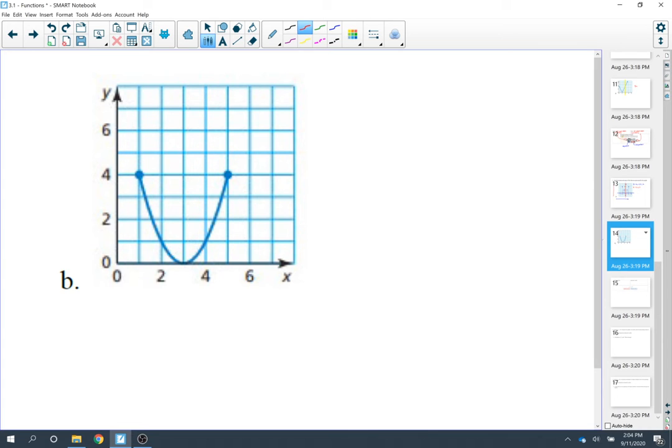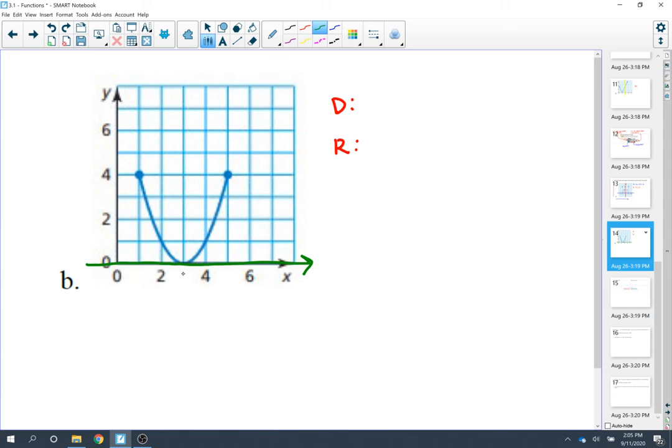Example B. Take a look at this graph. Domain, range. Now, starting with the domain, that is all of our x values. So if I'm looking at x, I'm starting on the left, I'm reading to the right. So any value down here that the graph is at.